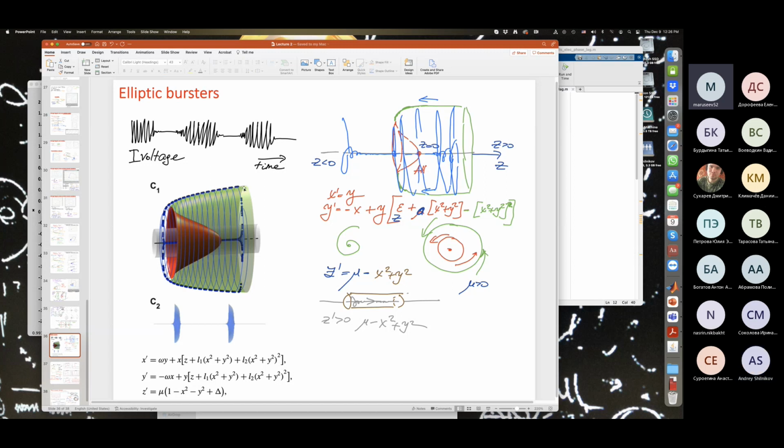So I need this kind of construction. You have two surfaces: the outer surface that is stable, and the inner surface that is unstable. So it's like the case that we considered. This is a subcritical Andronov-Hopf bifurcation, and this double limit cycle emerges on a fold from nowhere.